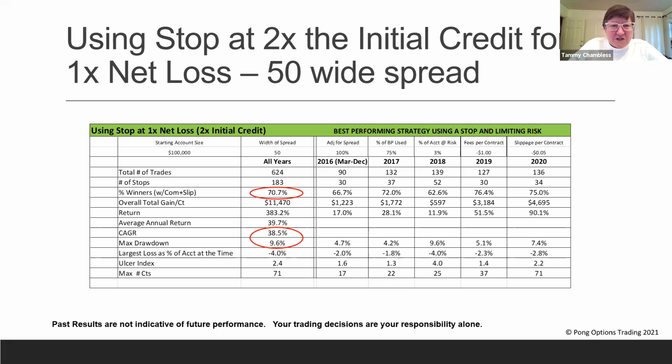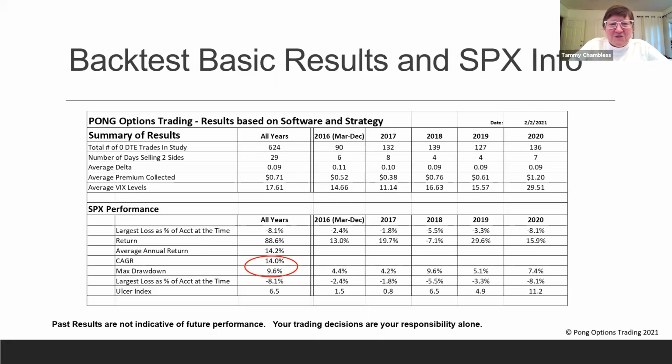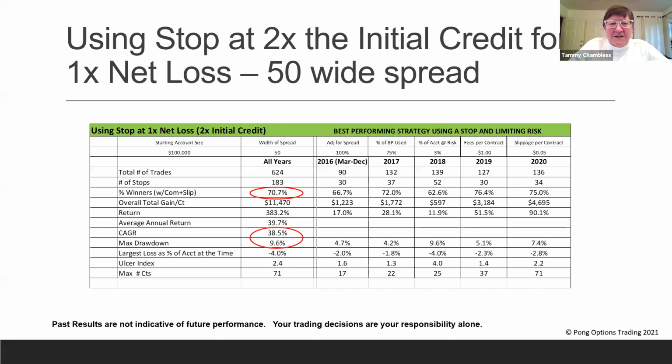But if I'll slip back one slide. If you notice, 2018 was a losing year for buy and hold SPX traders. And using PONG, at least you had 11% return, which is about 19% better than you would have done trading SPX, just buy and hold. Now, I'll show you a little bit about how you can tweak the parameters and improve your results.